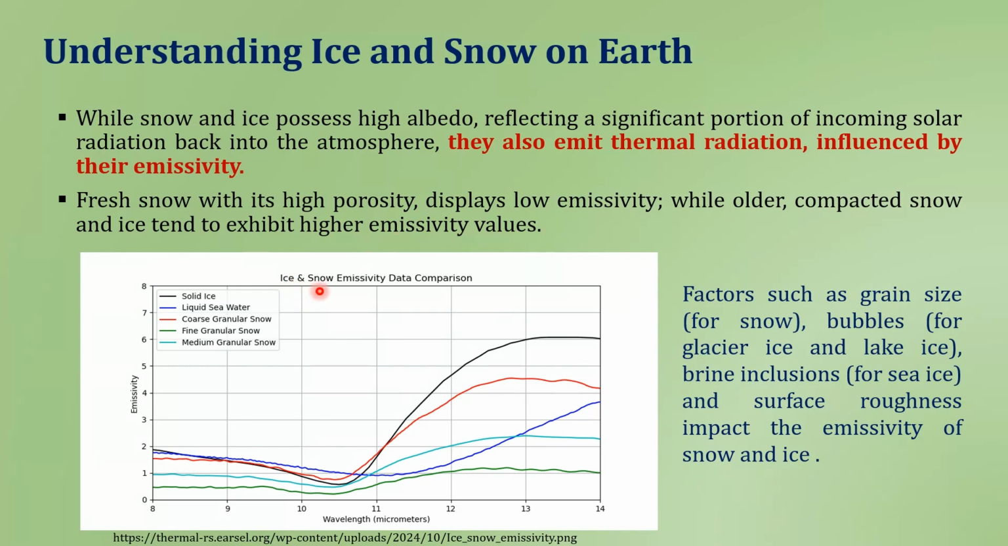So here we have an ice and snow emissivity data comparison. On the y axis it is representing emissivity and on the x axis we have the wavelength in micrometers. Here we can see that solid ice has the maximum emissivity, and in the case of snow, the coarse granular snow has the maximum emissivity, followed by medium granular snow, and then in the last we have the fine granular snow. So factors such as grain size for snow, bubbles for glacier ice and lake ice, brine inclusions for sea ice, and surface roughness, all these factors impact the emissivity of snow and ice.